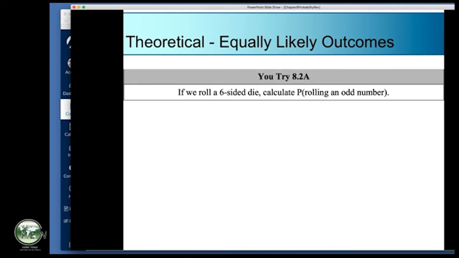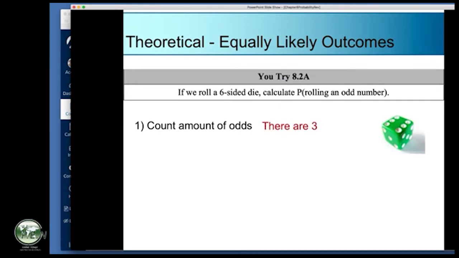If we roll a 6-sided die, calculate the probability of rolling an odd number. Okay, so let's do this together. Rolling an odd number. How many odd numbers are on a 6-sided die? 3. 1, 3, and 5. Yeah? Let's see what happens if I click here. Here's our die. That's what it looks like. Count the number of odds. There's 3 of them, right? So that's 1, 3, and 5.